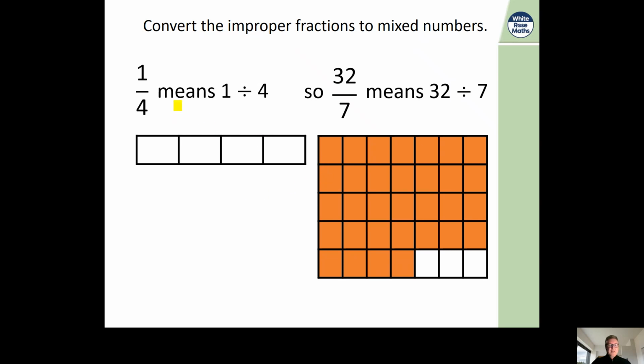So we've got here 1/4 means 1 part out of 4 equal parts. So 32 sevenths means 32 equal parts are shaded. So where does the 7 come from? There we go, looking at the strip. 7, 7, 7, 7. How many is here?